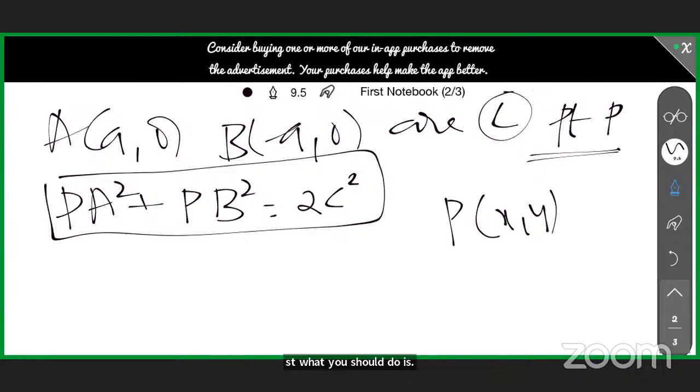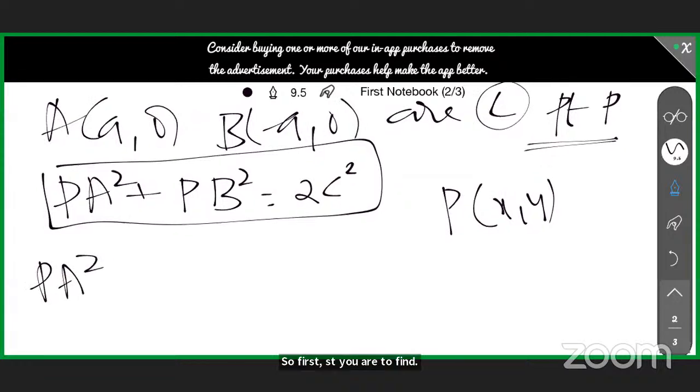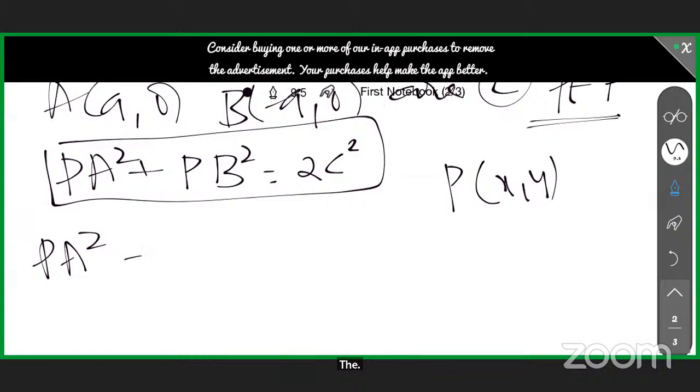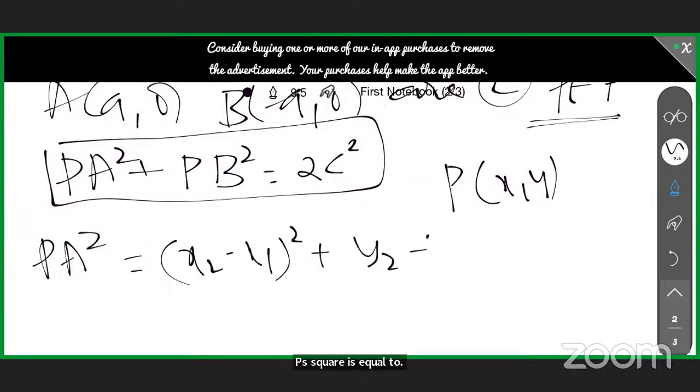So first you have to find PA square. And what is PA square? PA square is equal to (x2 minus x1) whole square plus (y2 minus y1) whole square. Yes or no?